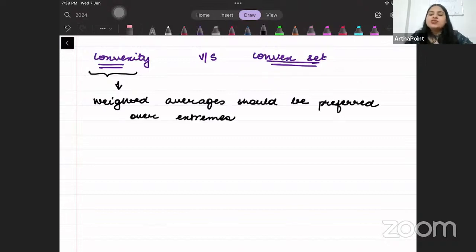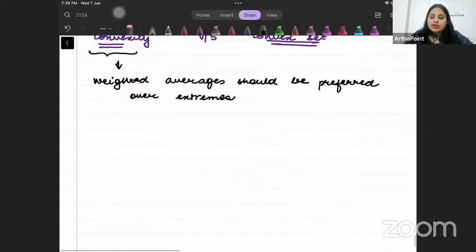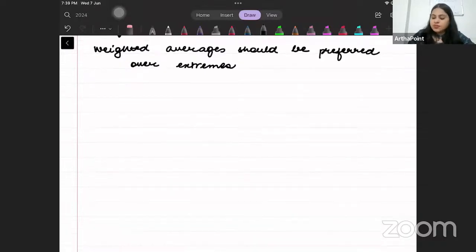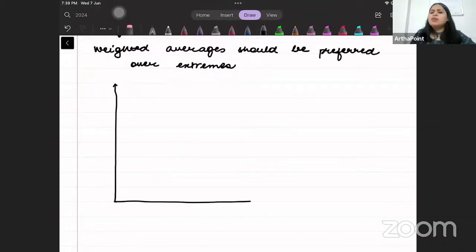Weighted averages should be preferred over extremes. Let us take an example to understand this concept. Take a well-defined utility function, U is equal to x into y. Let us hold the utility constant at 4. So 4 is equal to x into y.